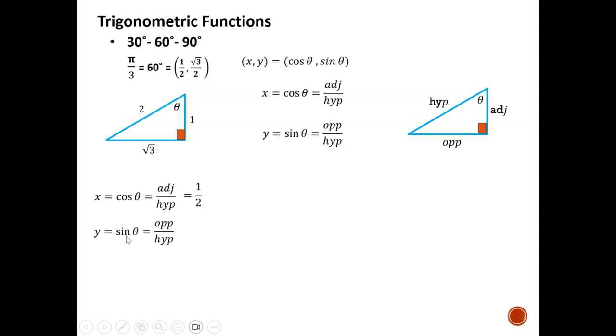For the y, right, is equal to the sine, which is opposite over hypotenuse. So opposite will be square root of 3, and the hypotenuse will be 2. You see, guys, those are my points. Again, this is where all the points come from.